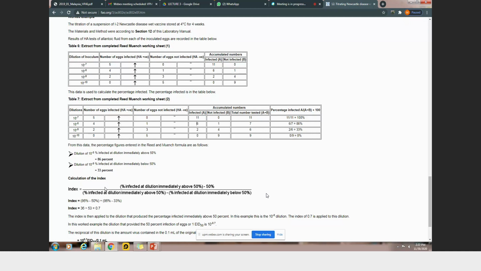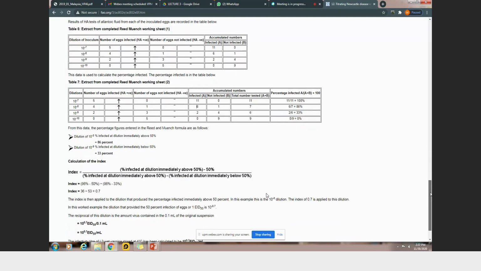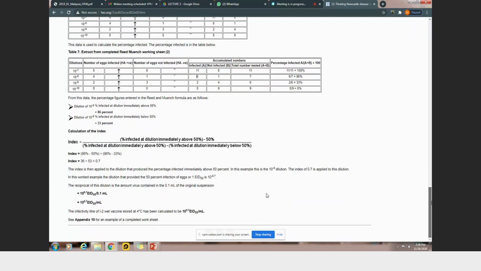Okay, you will see here at -7, you get percentage of infected 100%. At -8, you get 86% infected. -9, you get 33%, and at -10, you get 0% of the eggs were infected.